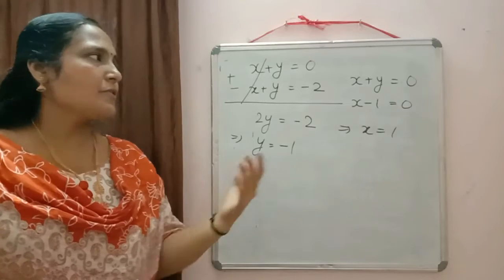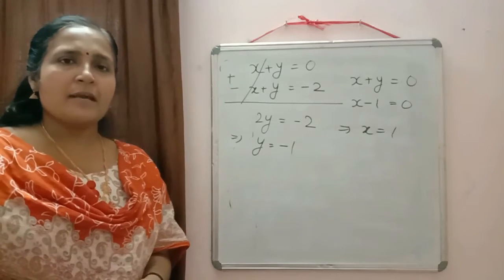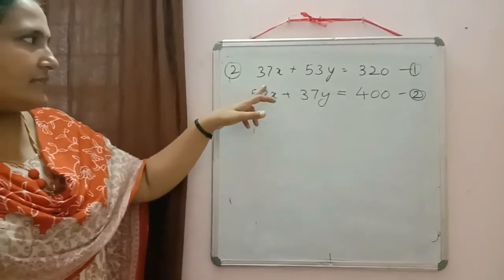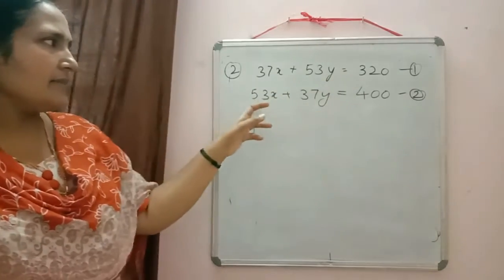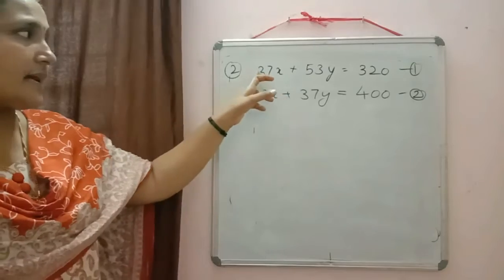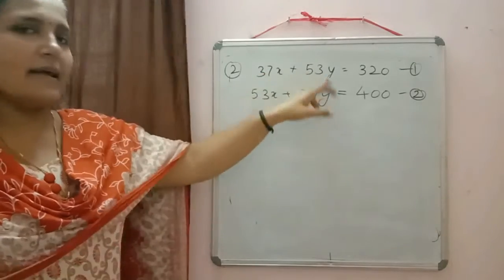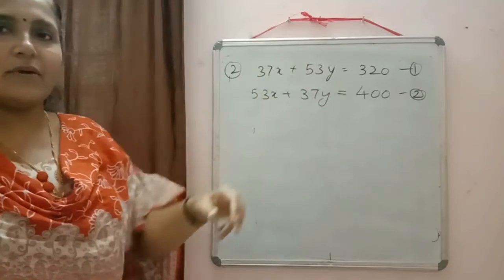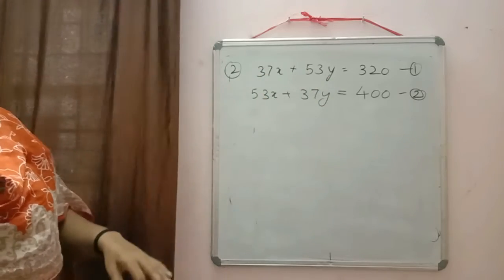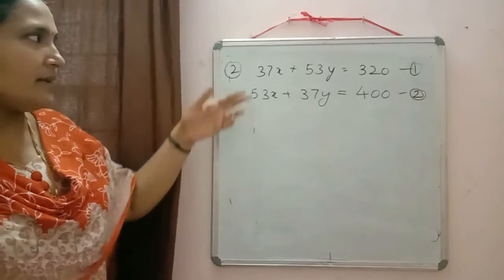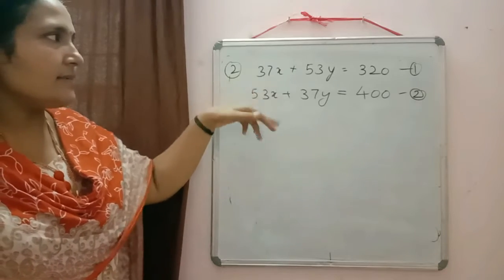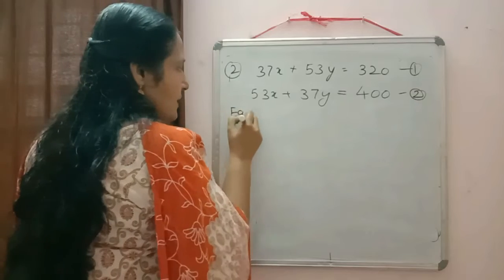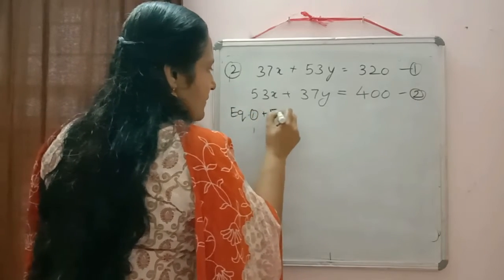So some more questions we can do of this type. So moving on to the next question. Here the equations are written, 37x plus 53y, and the second equation is written. You can just check the coefficients of x and y are interchanged there. So if we multiply again, a lot of calculations will come. So to make our calculation easier, I told you the method. What is that? Yes, first what we can do, we can add equation 1 and 2. So equation 1 plus equation 2.